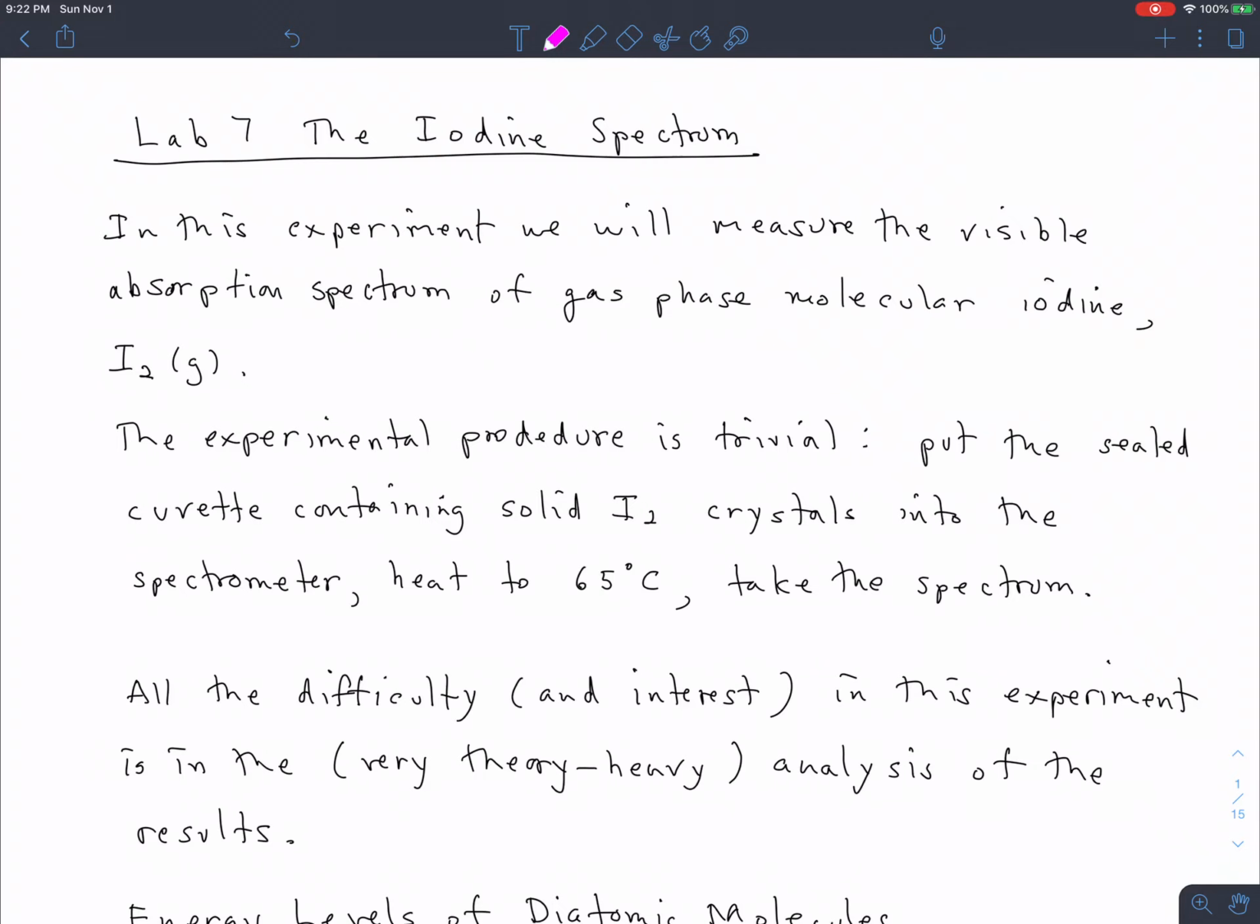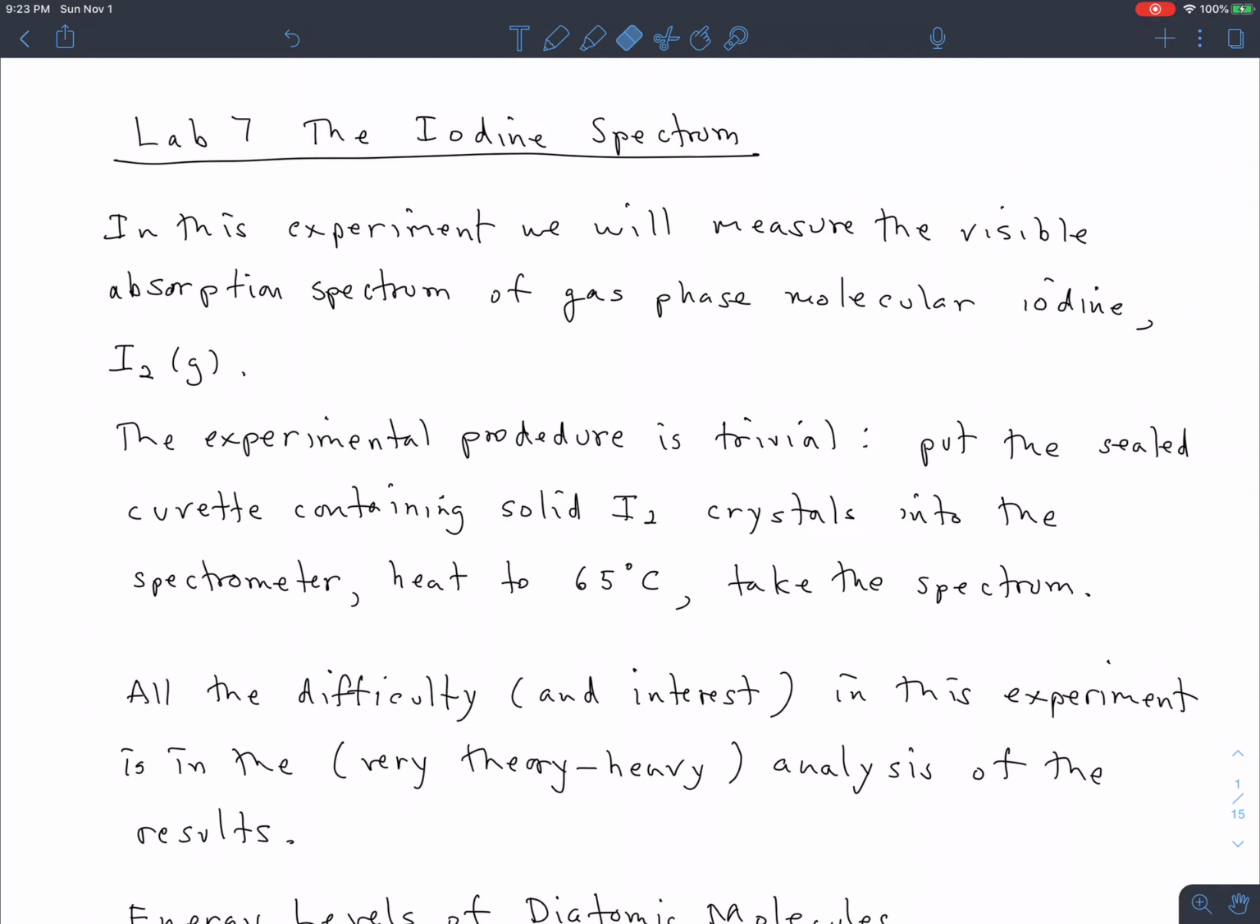In this week's lab, we're going to use the UV visible spectrum for iodine in order to try to extract functional or structural parameters about iodine from the numbers in that spectrum, using a lot of complicated theory in order to make the connection between the spectrum and the structure of iodine.